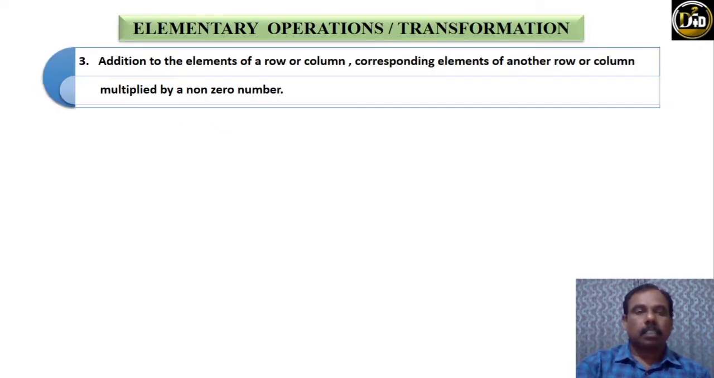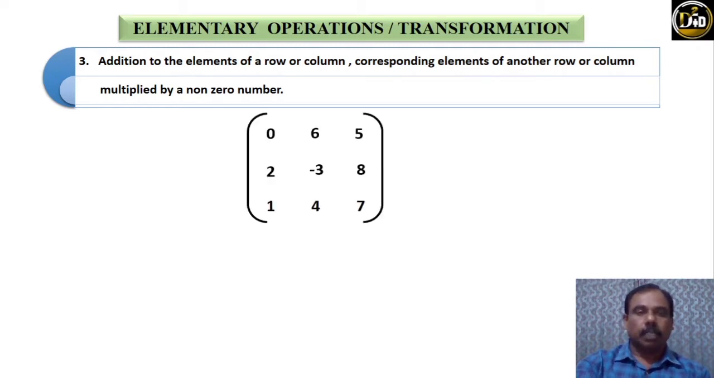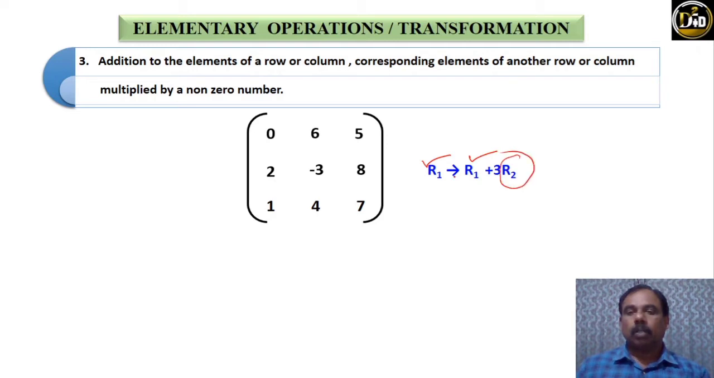Now we look at the third property, addition to the elements of a row or column, corresponding elements of another row or column multiplied by a non-zero number. We take an example, a 3 by 3 matrix 0, 6, 5, 2, minus 3, 8, 1, 4, 7. We perform an operation, that is R1 implies R1 plus 3 times of R2. What do you mean by R1 plus 3 times of R2?